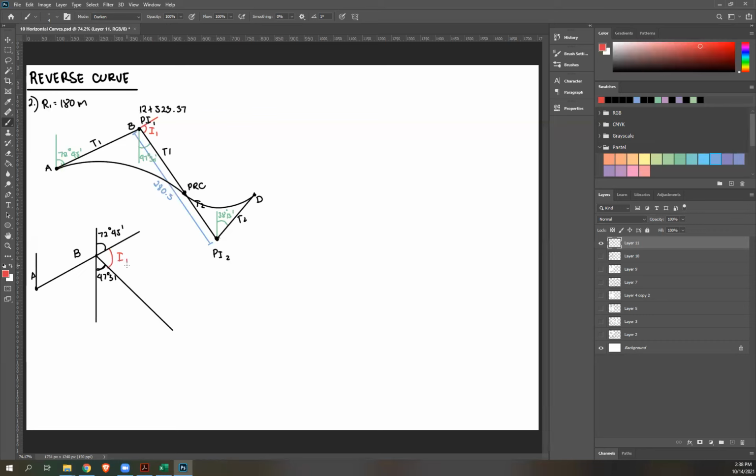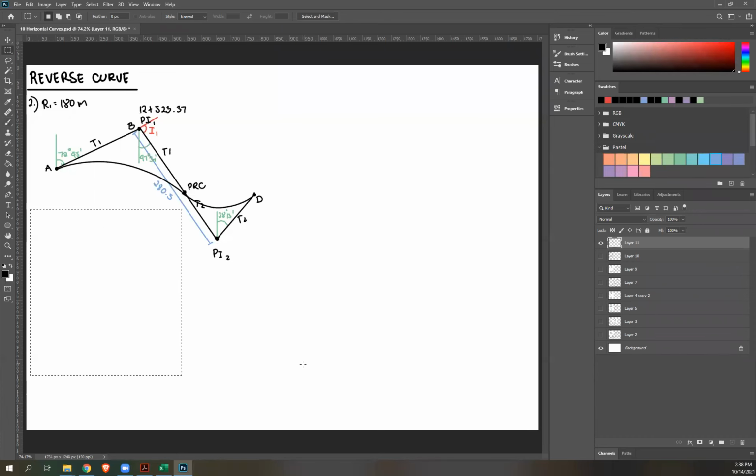As you can see, this is what I want to get. This is your I1. From this drawing, it's pretty easy to figure out the equation for that. It's just 180 minus this and this. Let's put that into equation form: I1 is 180 minus 72°45' minus 47°31'. Please solve for the value of I1.